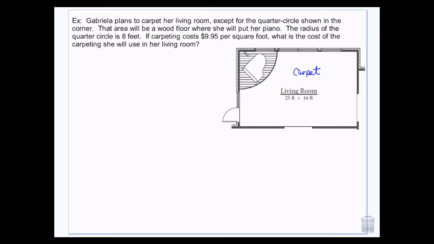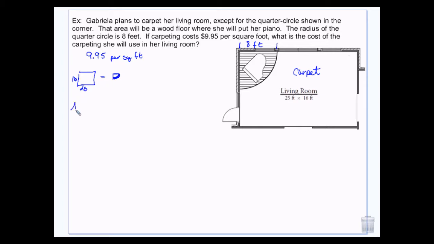So the radius of the quarter circle, so this is an actual quarter circle. The radius is 8 feet. And we want to figure out how much the carpet will cost, and it's $9.95 per square foot. So what we have is a rectangle minus a quarter circle. So far okay? We have a 25 by 16 foot rectangle.